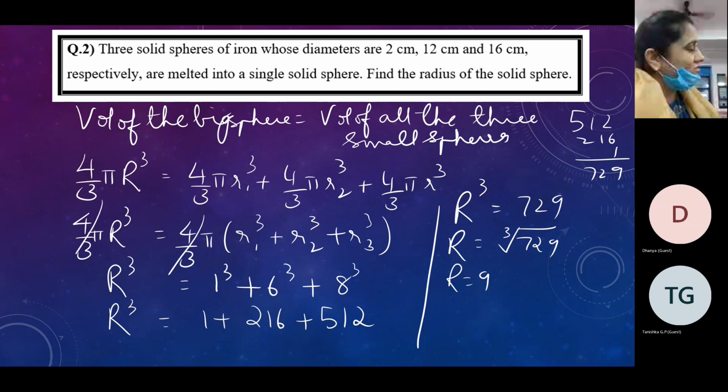There are three small spheres and one big sphere. So let that big sphere be capital R, and the small spheres be R1, R2, R3. All spheres only. So 4/3 pi R1 cube for one sphere, the other one 4/3 pi R2 cube, the third one 4/3 pi R3 cube is equal to 4/3 pi capital R cube. Now take out 4/3 common on both sides, cancel. Understand? Yeah, now work.